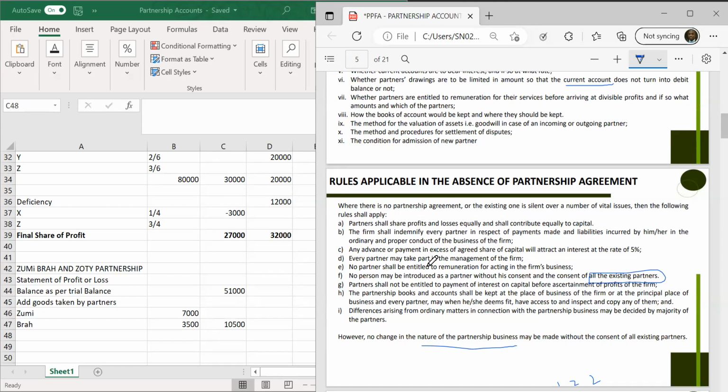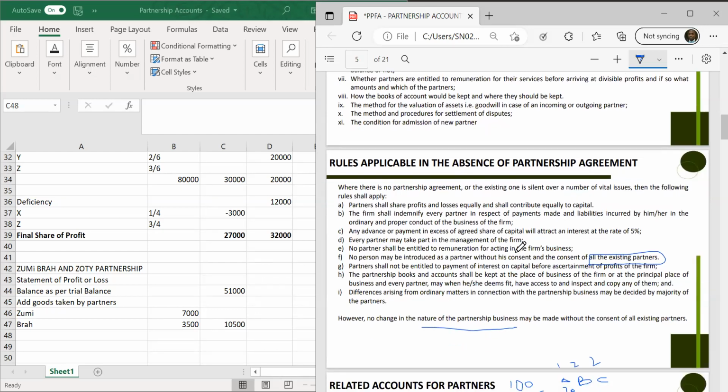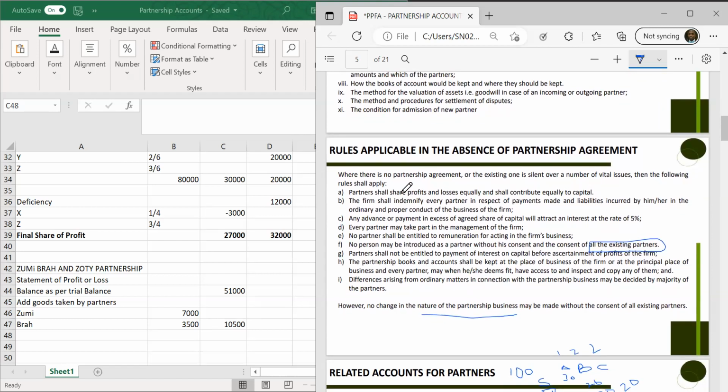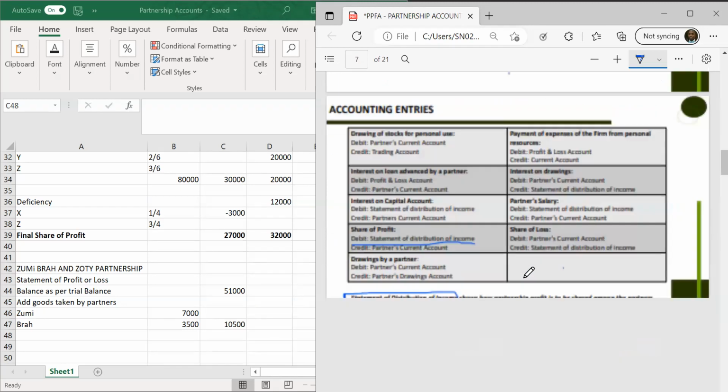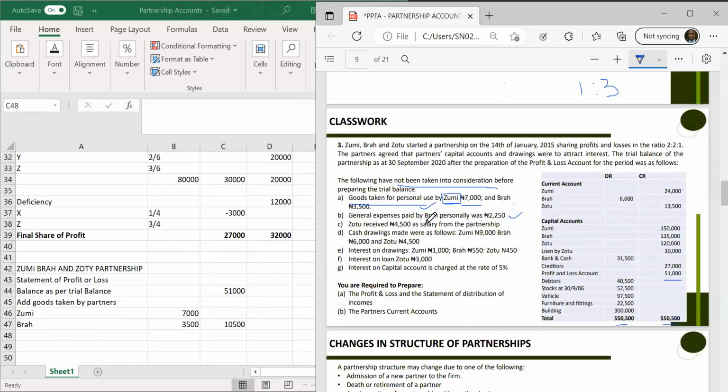Every partner, no matter this, no matter. We looked at it earlier when I said something about you will be reimbursed, right? So you can go through it again, right? The firm shall indemnify every partner in respect of the payments and liabilities incurred by him or her in the ordinary course of business. In the ordinary course of business. So I explained that when I was explaining earlier.